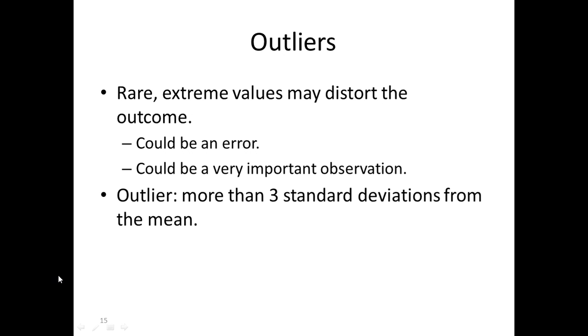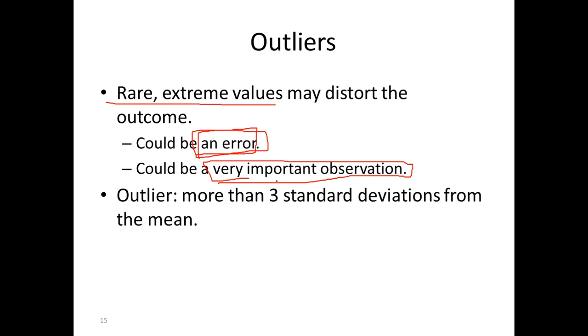Then there will be some outliers, as we call them in machine learning, which are extreme and rare values that can be a reason for error or a very important observation. How do we define this? It says three standard deviations from the mean. If a point is beyond that, we call it an outlier.